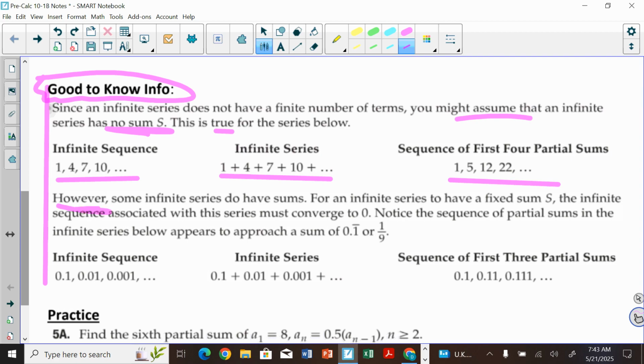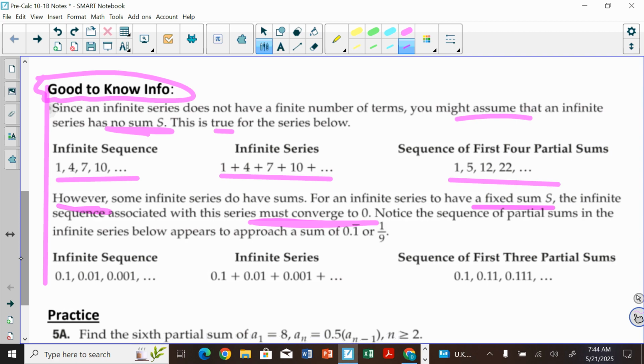However, sometimes you do have sums. For instance, if you have fractions or decimals, then you could have a situation. So in this case, to have a fixed sum of s, the sequence must converge to 0. So we talked about converge in 10.1a, that it must approach 0, never quite touch it, but get closer and closer to 0. So it converges on 0.